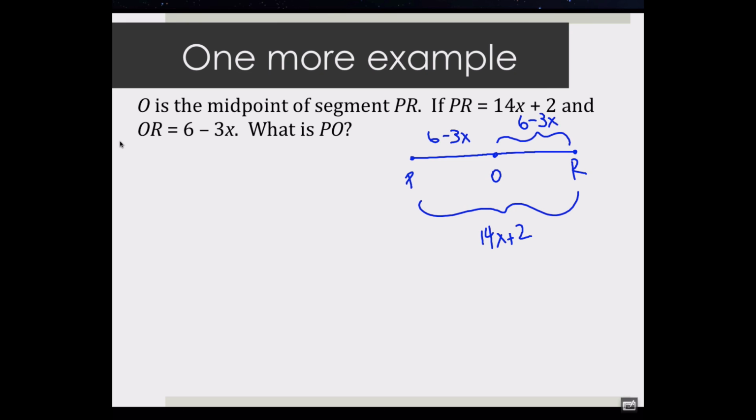Real quick before you get done, what would our equation be? I got sidetracked by Run DMC. Paul? The equation would be 14x plus 2 minus 6x equals... Correct. Or I would have done 6 minus 3x plus 6 minus 3x equals 14x plus 2. Solve for x, answer the question, and notice the question is I wanted to know what PO is. So once you get a value for x, you plug it back in.